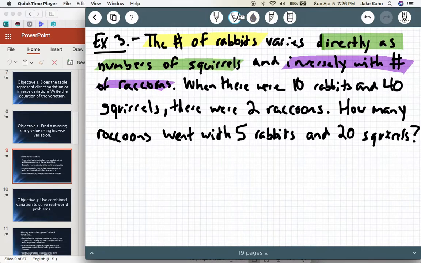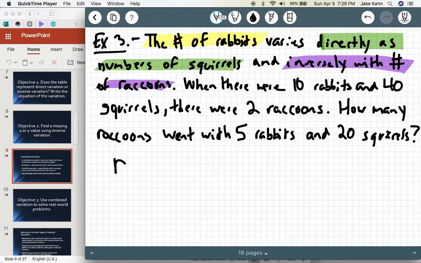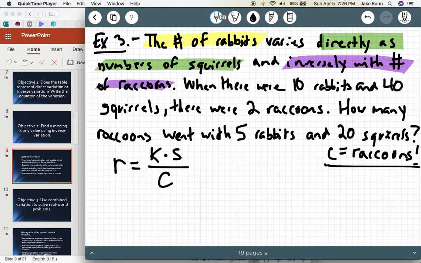We are going to say that R, the number of rabbits, is equal to K times S, the number of squirrels, divided by, oh shoot, it's another raccoon. I should have thought of that. We're going to say C is equal to raccoons. Sorry about that. So that's direct variation with squirrels and inverse variation with raccoons.